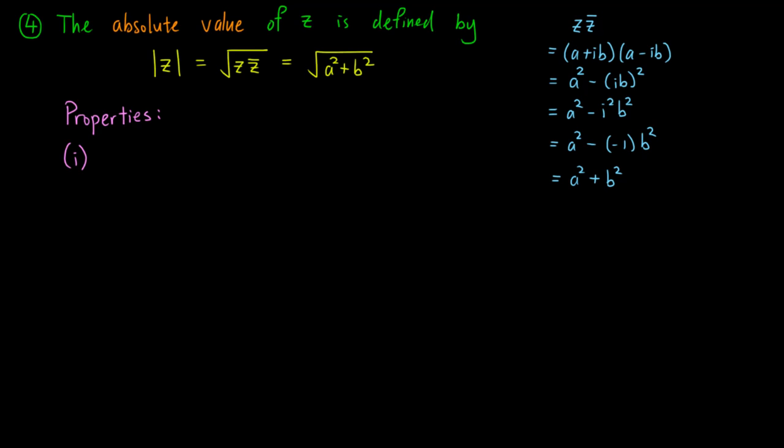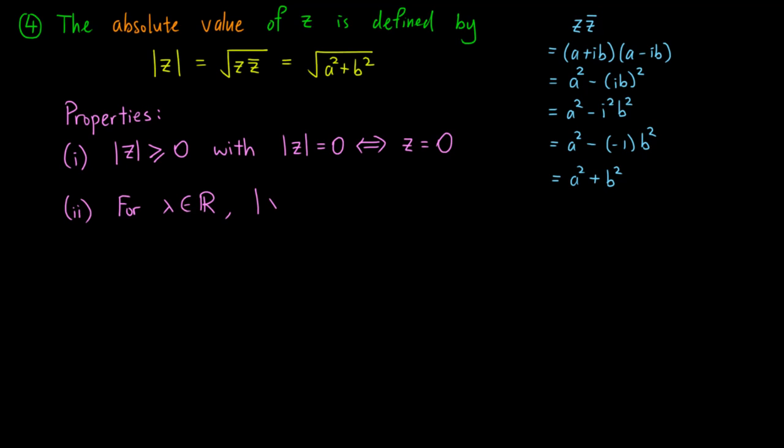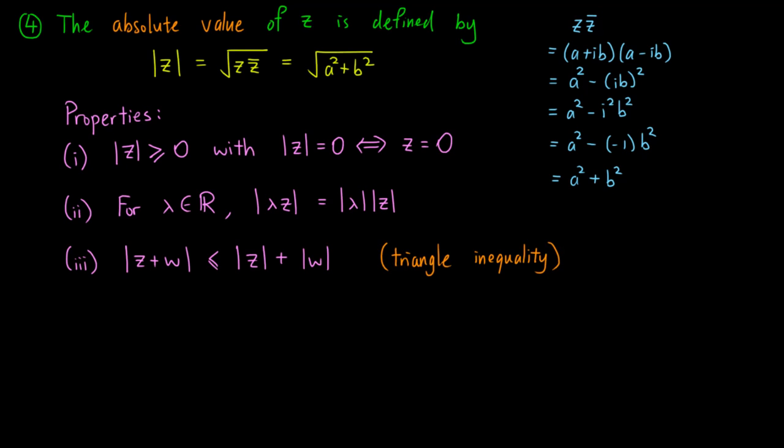Properties of the absolute value include: firstly, it is greater than or equal to 0, with equality if and only if z equals 0. Secondly, if λ is a real number, then the absolute value of λz is equal to the absolute value of λ times the absolute value of z. Thirdly, the absolute value of z + w is less than or equal to the absolute value of z plus the absolute value of w, which is known as the triangle inequality.